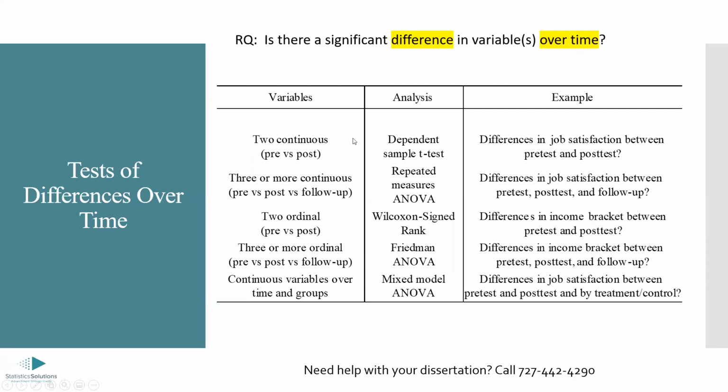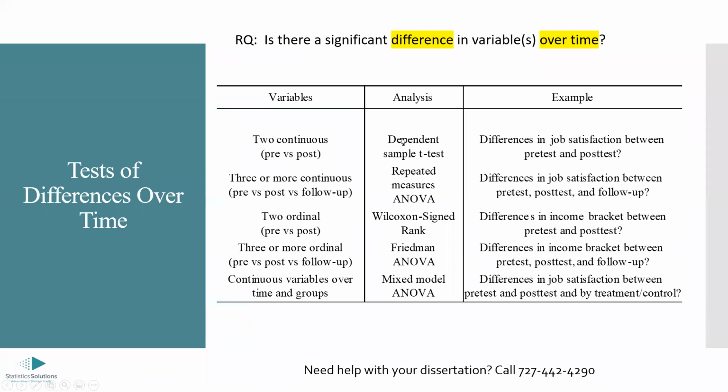So if you have one measure, say you're measuring job satisfaction among employees, you administer the survey, then you apply an intervention in the middle with hopes of improving job satisfaction, and then you give a post-test to measure their job satisfaction level. This would be an example of a dependent sample t-test.